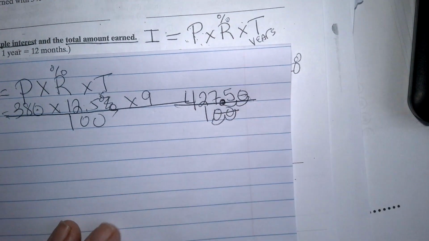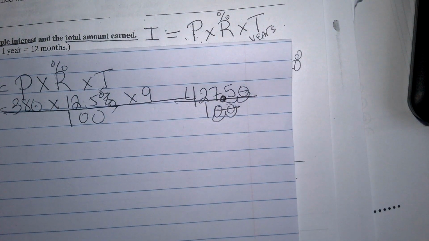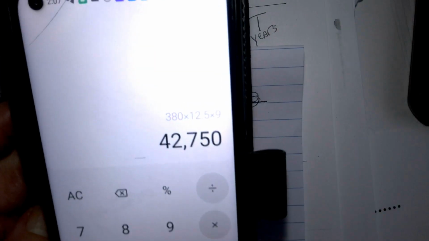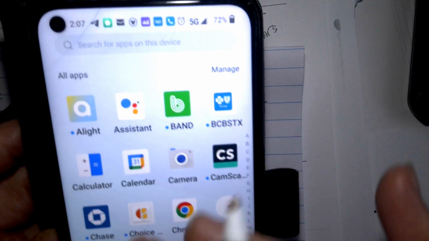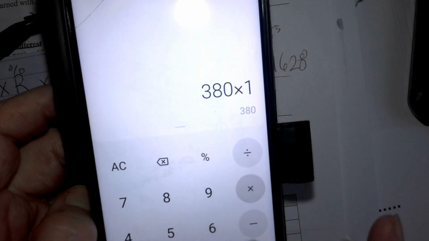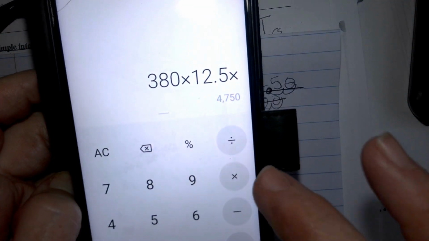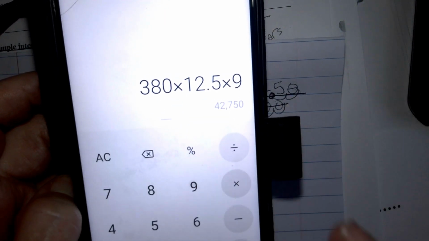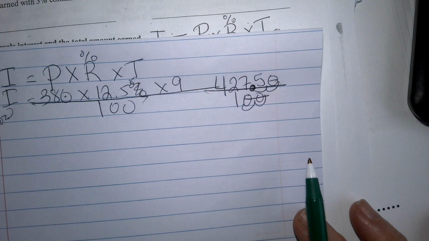Question. Yes. So on the calculator, I went, what happened to the decimal? I put it in there. I know, I just don't. Because it's multiplying by 5, I think it reduced it out. So it's going to be 380 times 12.5 times that 9. That's crazy. Well, it's because it's a zero. Oh. Okay.